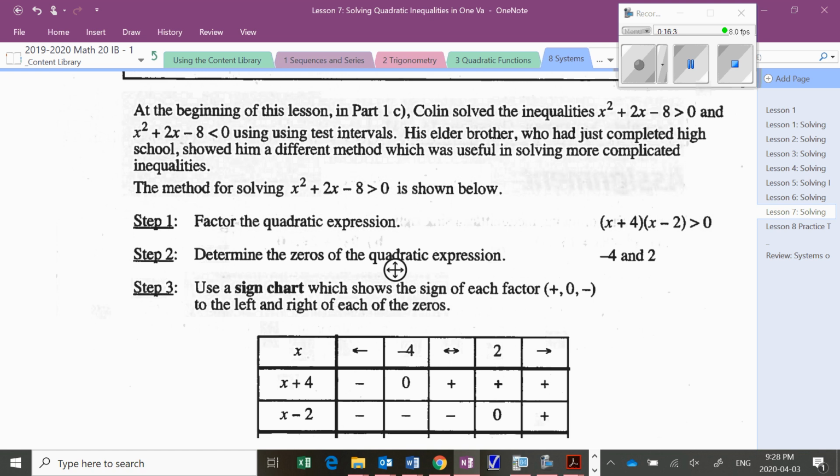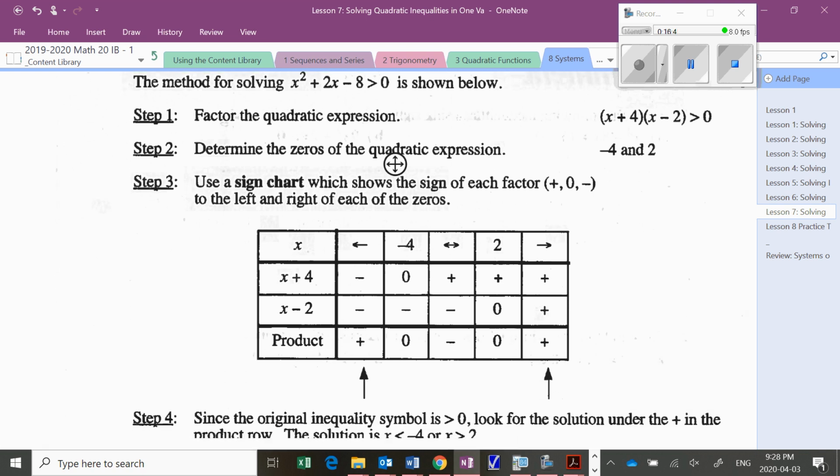So x squared plus 2x minus 8 greater than 0, and also x squared plus 2x minus 8 less than 0. First off, we factor, and so we know that we're looking at x plus 4 times x minus 2. So our zeros, or our roots, for the equation are negative 4 and 2.